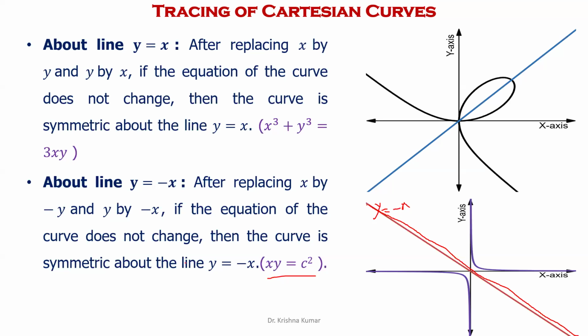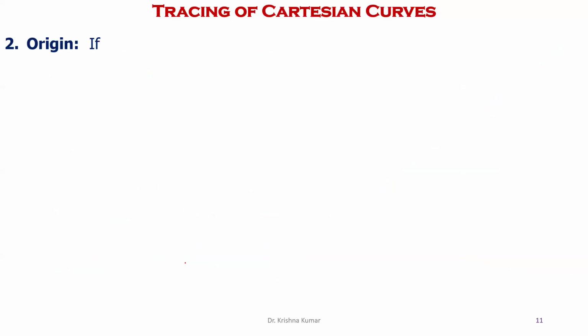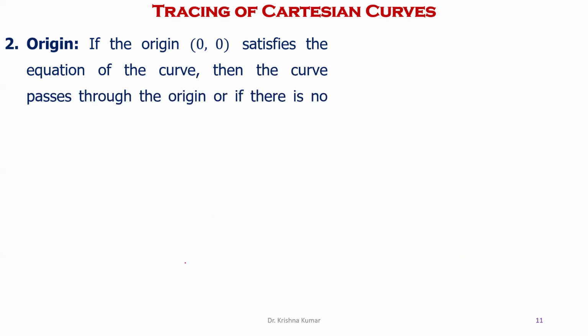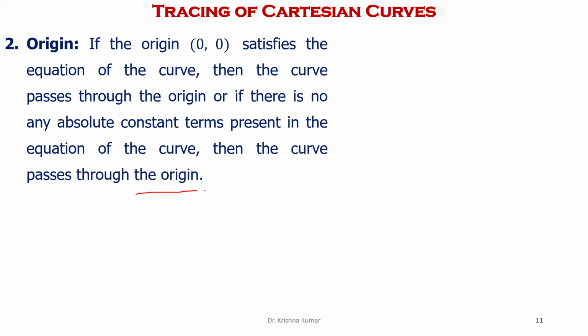So we have to check all 6 symmetries to trace any curve. This is the first point. The second point is origin. If the origin (0, 0) satisfies the equation of the curve, then the curve passes through the origin, or if there is no absolute constant term present in the equation of the curve, then the curve passes through origin.